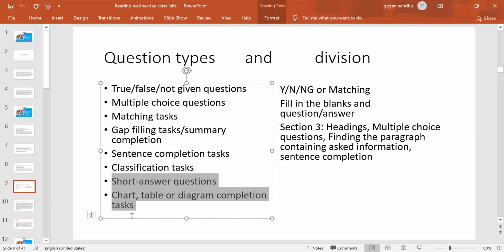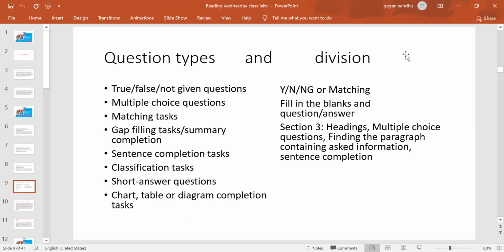So understand the diagram very carefully, and the description related to the diagram, how the things are, what parts they have mentioned, how it operates, and then only write your answer. And be mindful of the word count for sure here. And yeah, these all are the categories for the reading question.